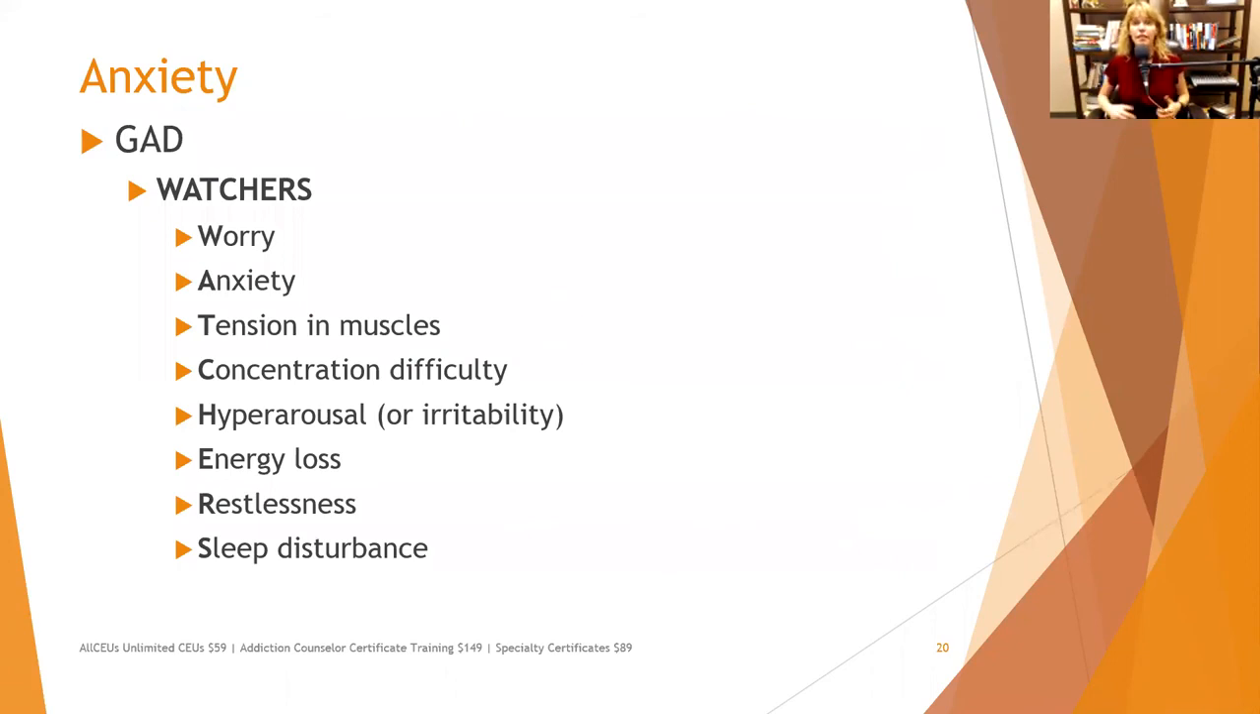Hyperarousal, being kind of wound up, or irritability, being more irritable, moody than normal. People who are anxious. Now remember, anger and anxiety, fight or flee, both of them represent the emotional responses to a threat or a perception of a threat.